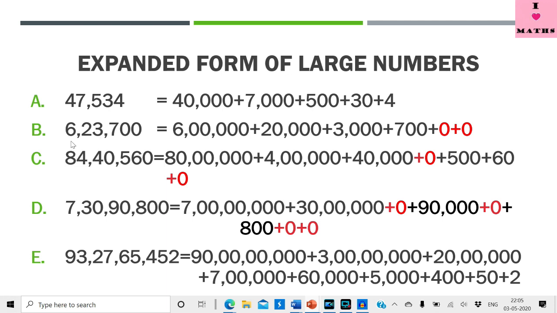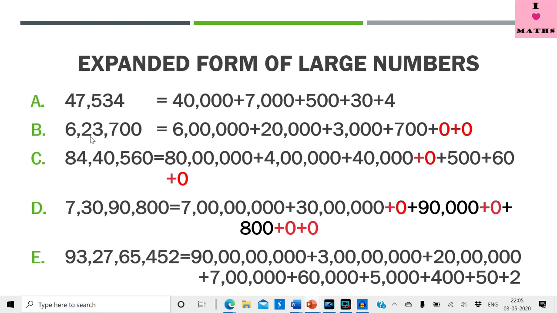Let me read the number first. 6,23,700. Now after 6 there are how many digits? Let us count. 1, 2, 3, 4, 5. So in the expanded form after 6 there should be 5 zeros. 1, 2, 3, 4, 5, making it 6 lakh.